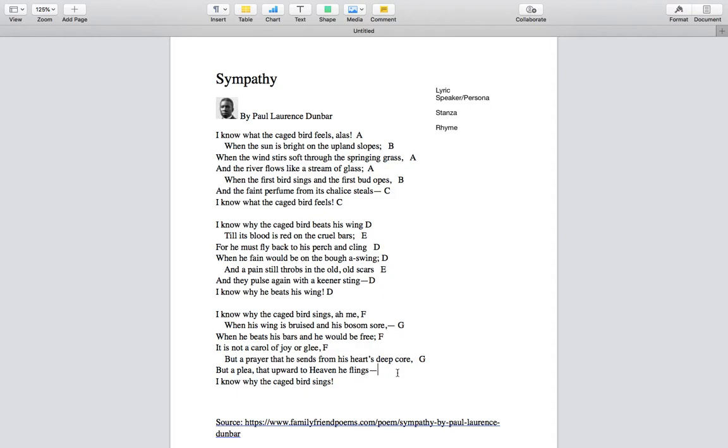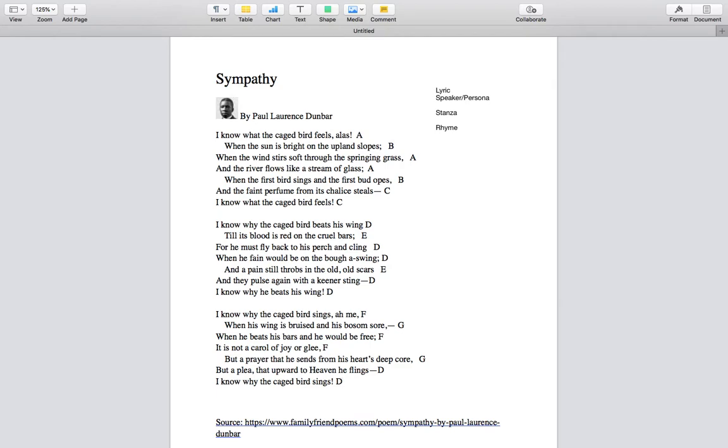"core," and then "flings" and "sings," and this actually goes back to the previous stanza. So if you wanted to, here you could indicate that with D, although "flings" and "sings" is slightly different, so you could also, if you wanted to, use H. And so the purpose of doing this is not to be exact, but to figure out why the writer is connecting these different words through rhyme, right?